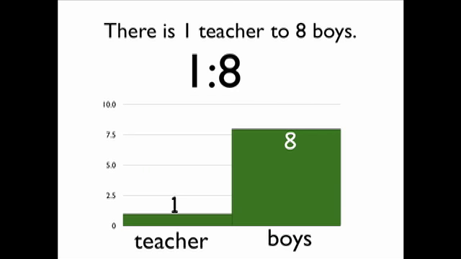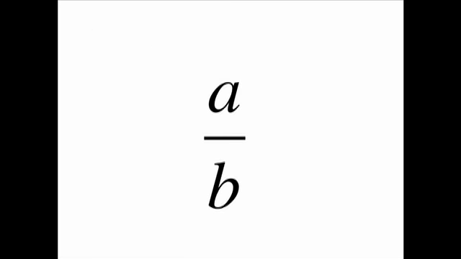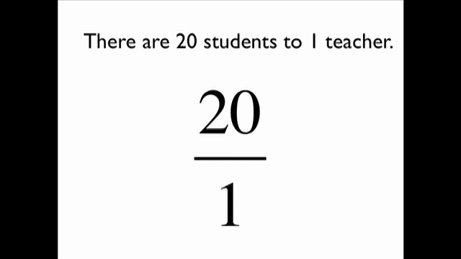There is 1 teacher to 8 boys. The ratio is 1 to 8. On the left is the 1 teacher, and on the right is the 8 boys. We express ratios as fractions. A to B becomes A over B. This is very helpful in performing calculations. The 20 students to 1 teacher becomes 20 divided by 1 as a fraction, where 20 is the numerator and 1 is the denominator.